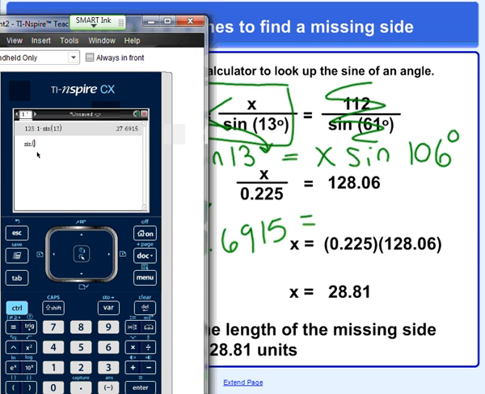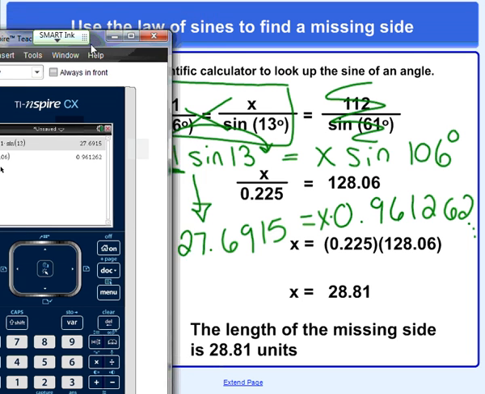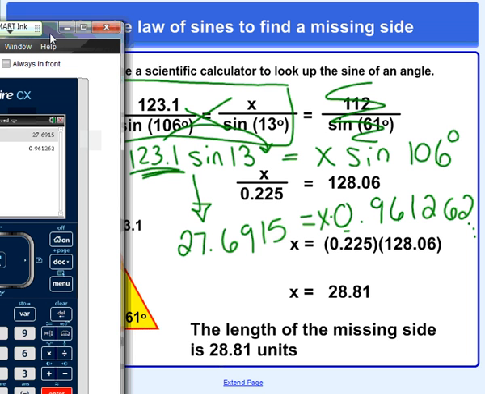So sine of 106 is 0.961262. Okay, and then we want to get x alone, right? So that's x times that. So we're going to need to divide both sides by that decimal. Okay, and then we're just solving for x.